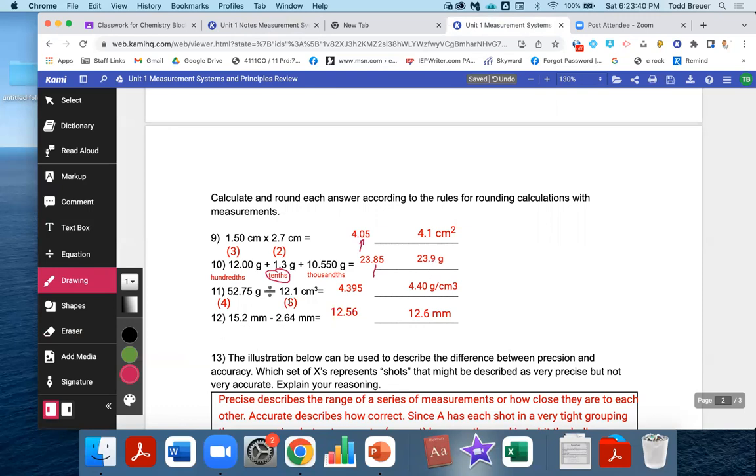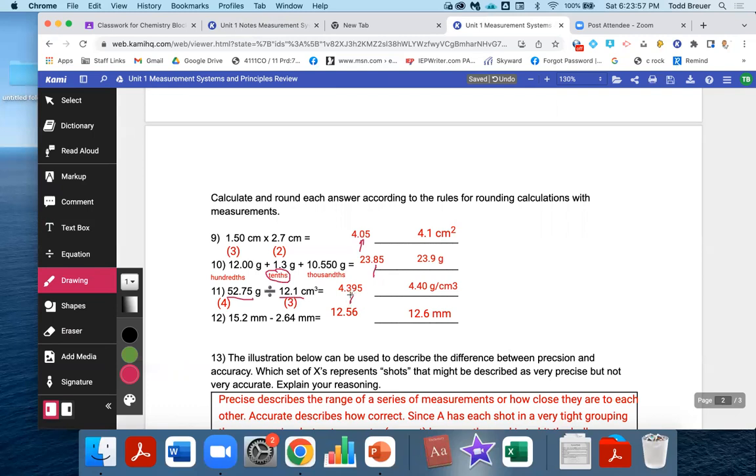Moving on to number 11. Now we're back to multiplying or dividing again, so we round to the least number of significant figures. 4 significant figures in this value, 3 in this. Do the division in the calculator. We're only going to be allowed to keep 3 significant figures.